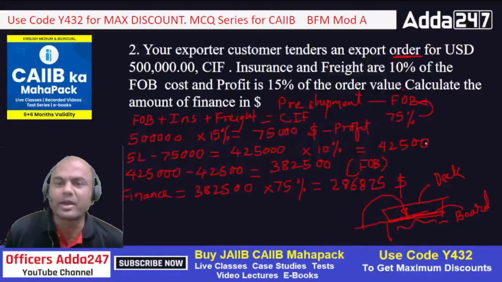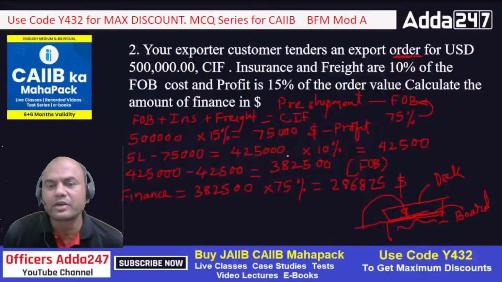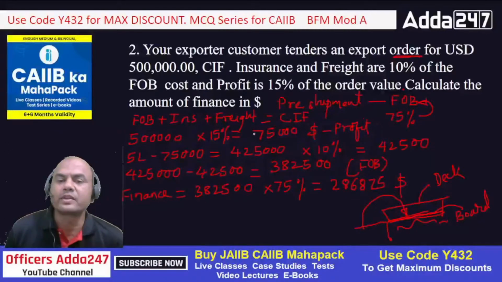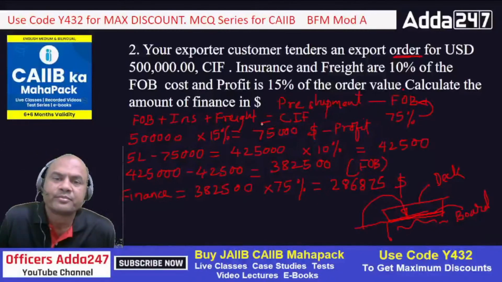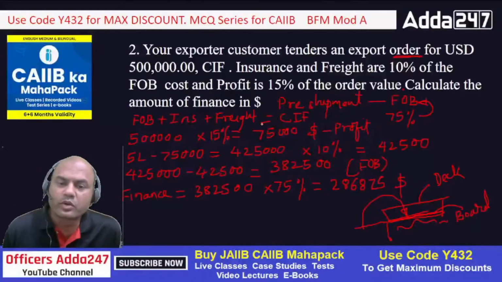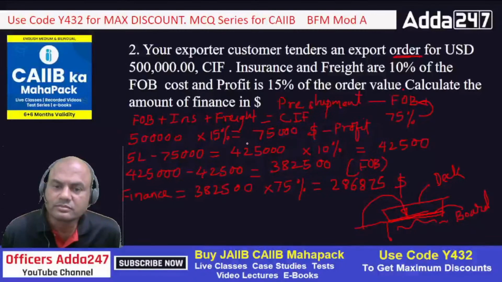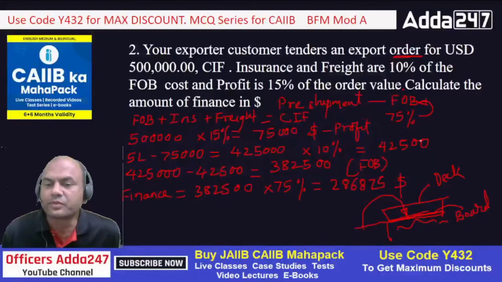Is everyone trying this, or am I the only one doing the calculations? You tell me fast, everyone. Is everyone getting this 75,000 over here? Type yes in the comment section. Is everyone getting this 42,500? So now 42,500 over here. Sorry, yeah. So now subtract it.